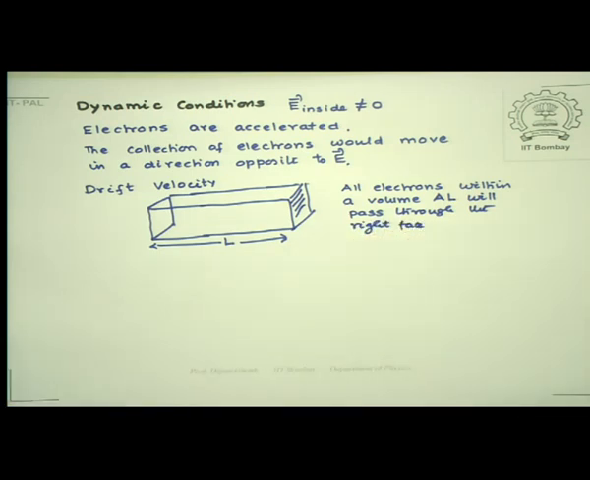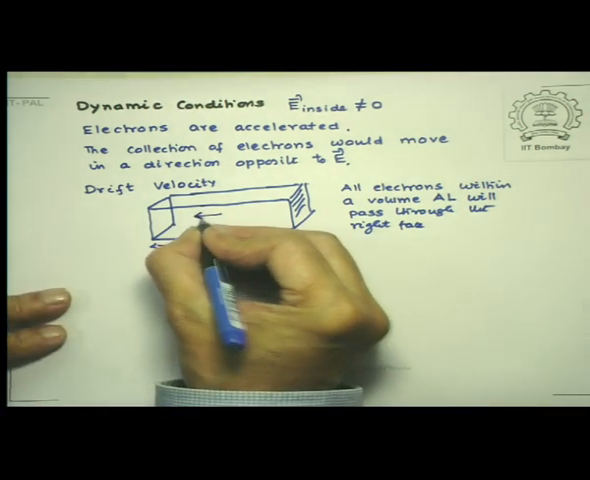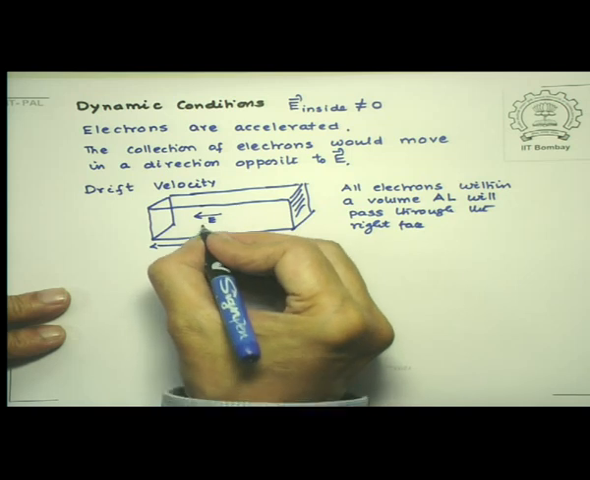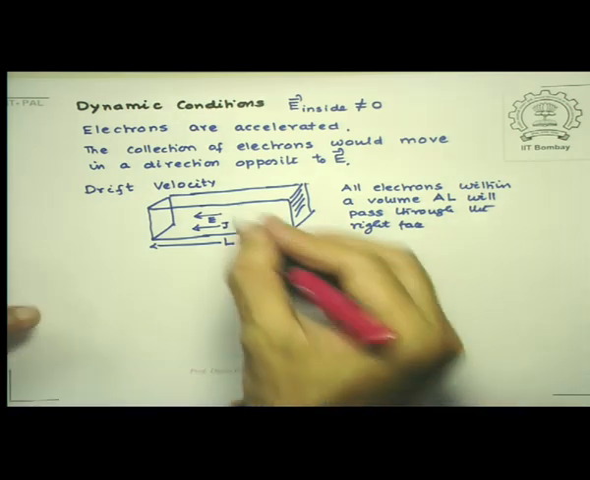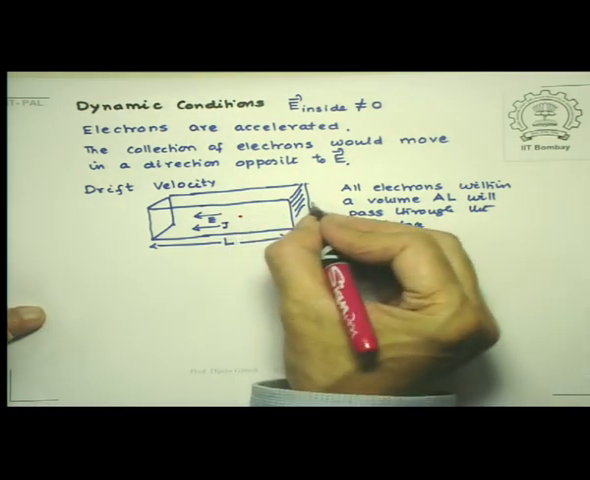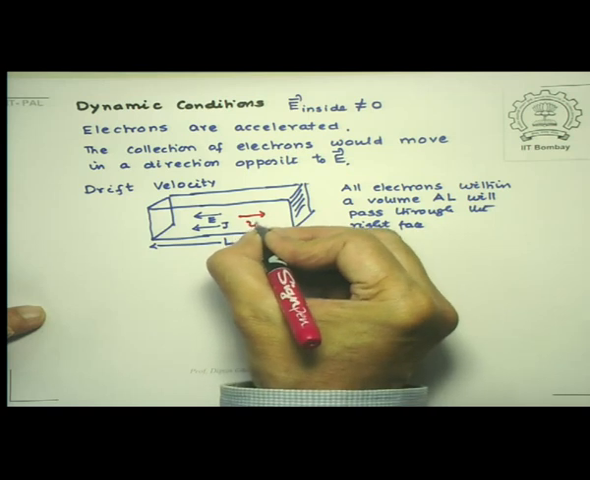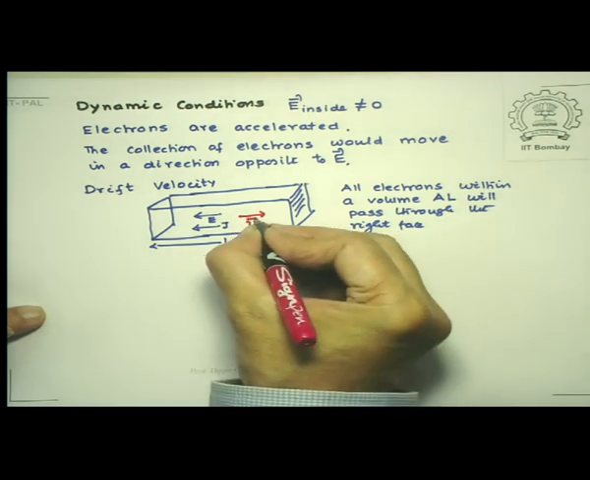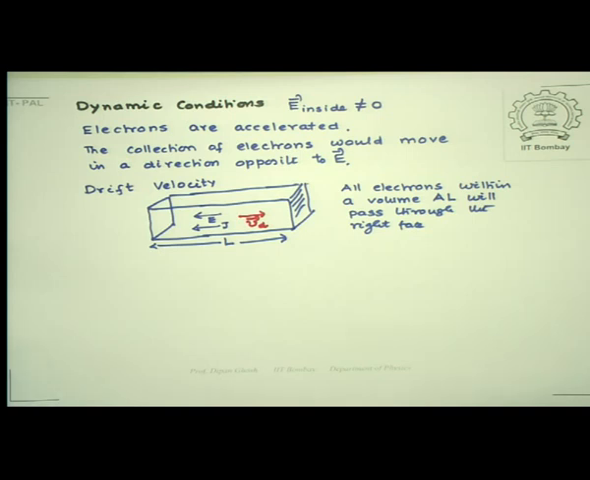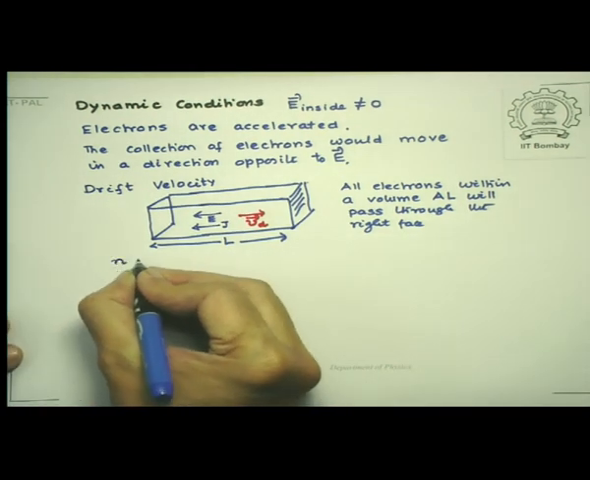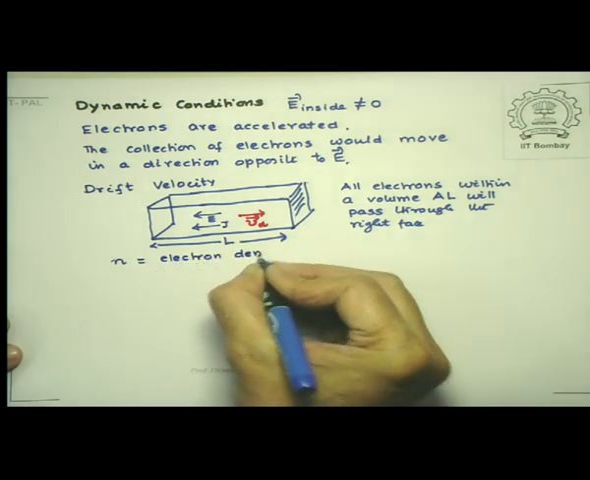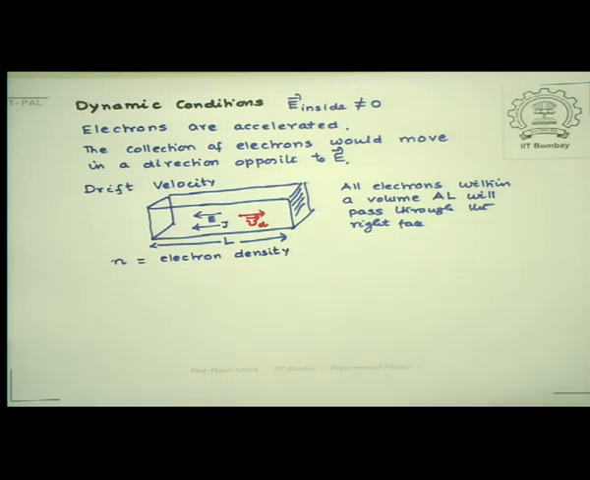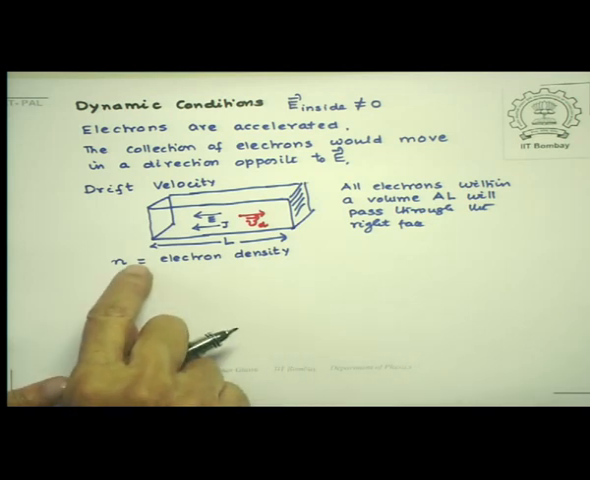In this picture, this is the direction of the electric field, which is also the direction of the current density. And the electrons are on an average moving towards the right, and that is the direction of the drift velocity, which we represent by Vd. Suppose n is my electron density. Then the number of electrons which are in that volume is obviously n into L into A.